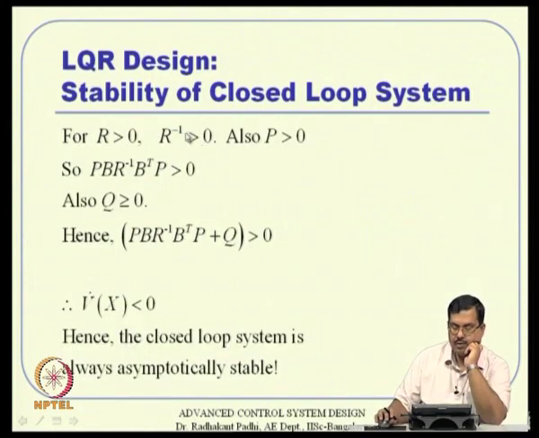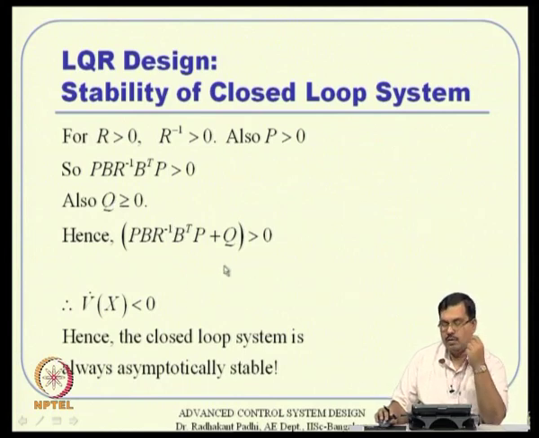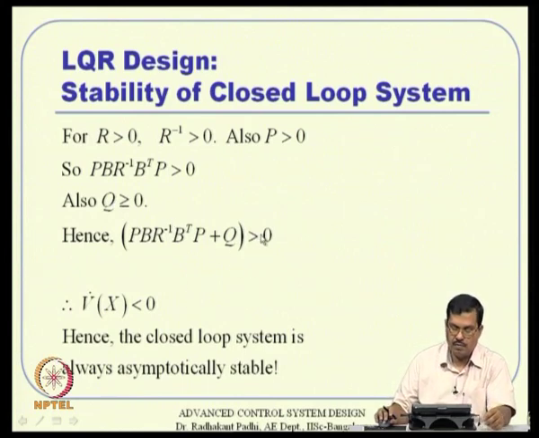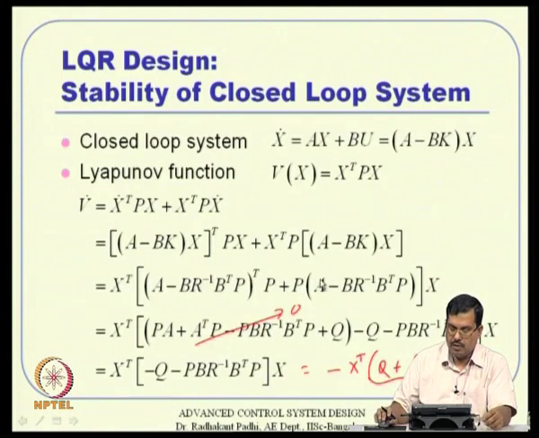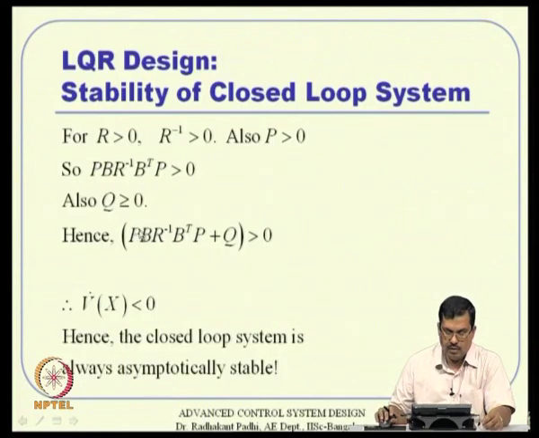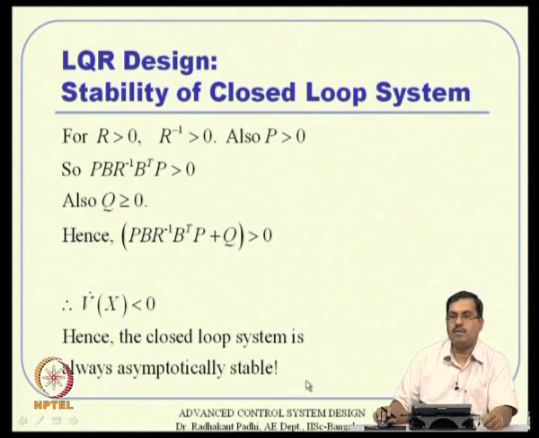R is positive definite, so R inverse is positive definite, P is also positive definite, and B and B transpose act like a quadratic term out here, and hence all the things happen to be positive definite. Also Q is positive semi definite, and hence the addition of the two is certainly a positive definite matrix. Once this is a positive definite matrix, V dot is certainly going to be negative definite, and hence the closed loop system is always asymptotically stable, no matter whatever values of P and Q and R you select.